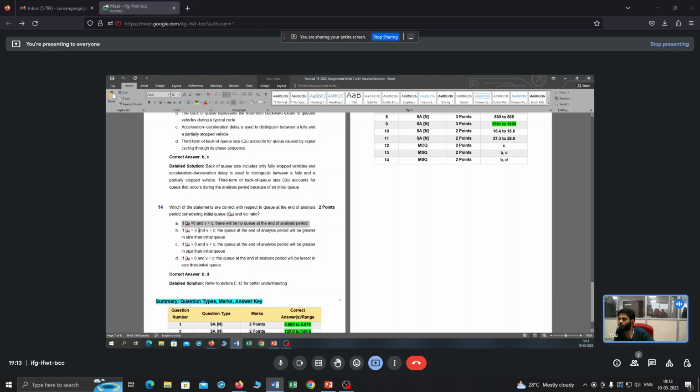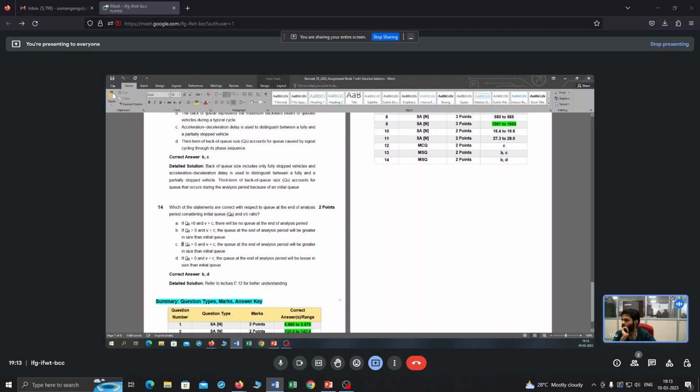But if your QB is greater than 0, so there is already an initial Q present, and your V is greater than your C, the Q will be greater in size than the initial Q, obviously, because your V is greater than C, so it will accumulate, right?